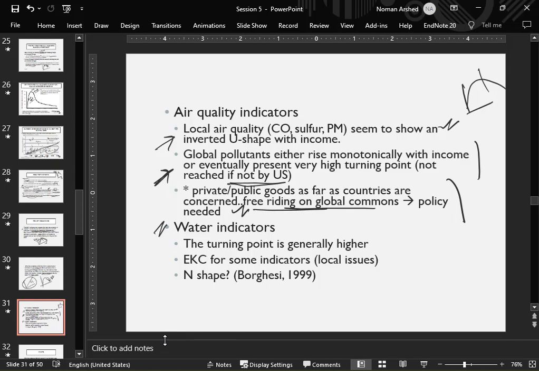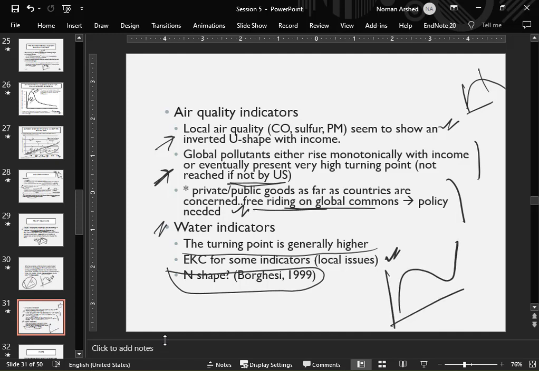Now talking about the water indicators, the turning point is generally higher for water indicators, and the EKC sometimes exists, but there is one study saying that there is an N shape. It has proposed that it is actually not an inverted U, it is an N. So we will talk about that in the coming slides.